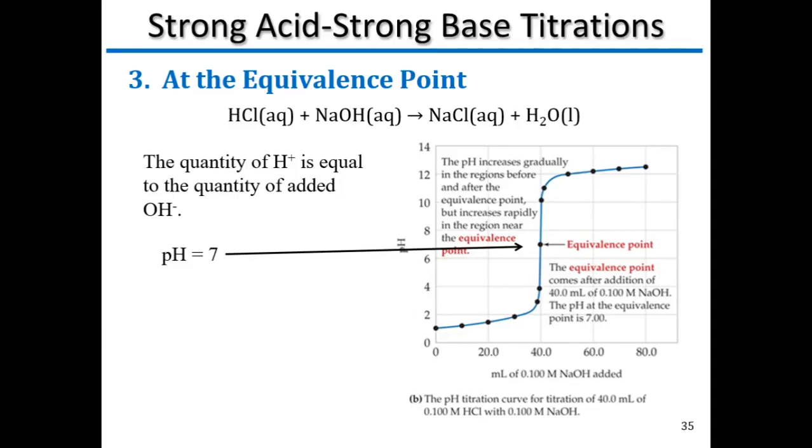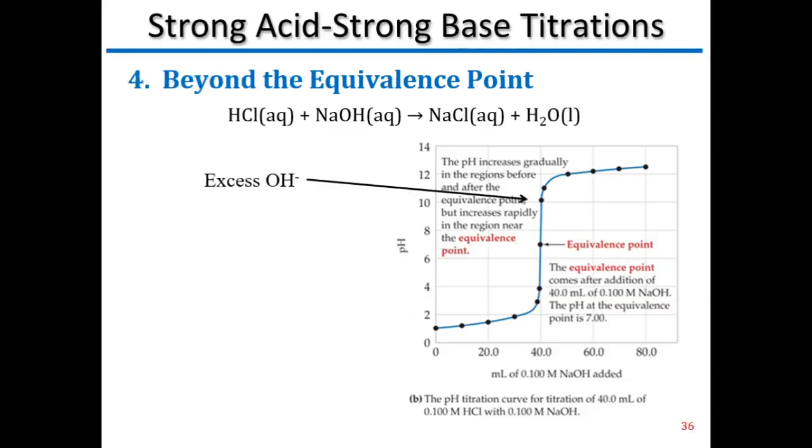That's true for a strong acid, strong base, but it's not necessarily true for a weak acid or a weak base. Okay, so we'll look at some of those in a moment too. At this point, the amount of H plus and the amount of OH minus are exactly equal, being consumed and turning into water, essentially. Then as we start to add more base, now we've consumed all of our HCl, so all of our H plus is gone.